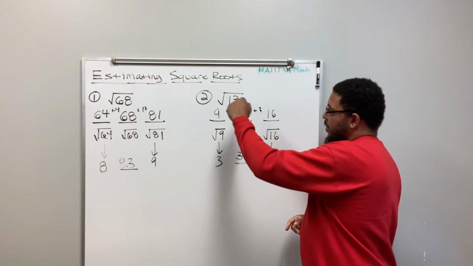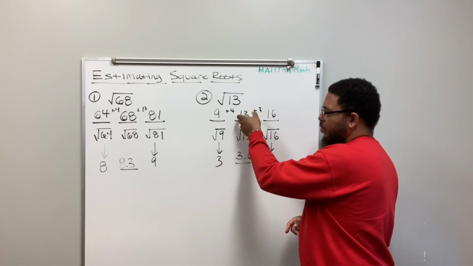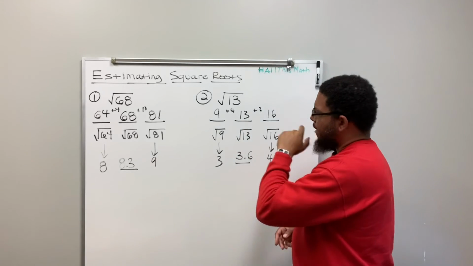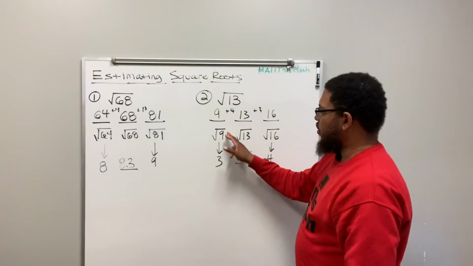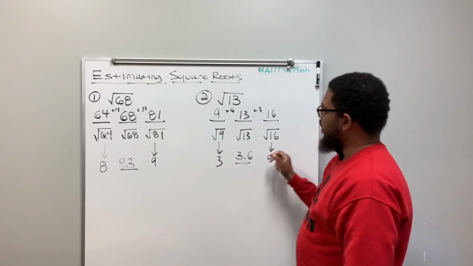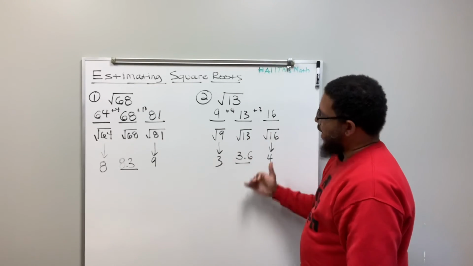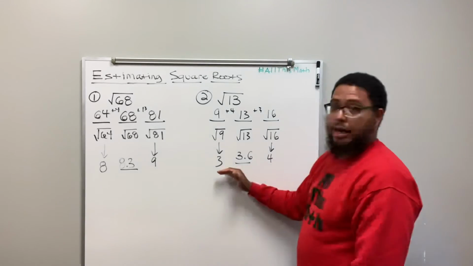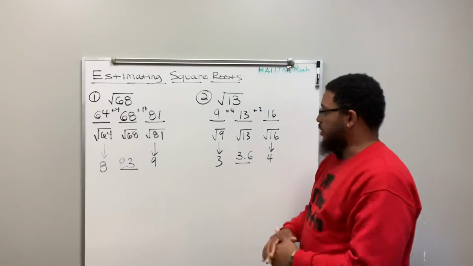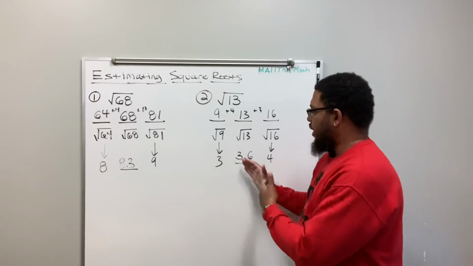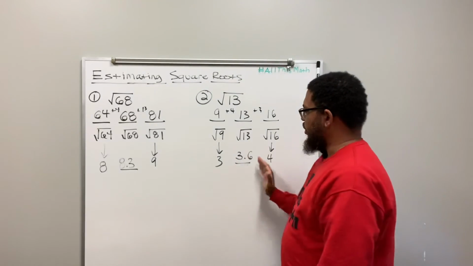So you'll know that 9 and 16 are the closest perfect squares to 13, right? Once we know that, then we know, okay, well, take the square root of 9. It's 3. Take the square root of 16. That's 4. So I know that the square root of 13 has to be between 3 and 4. That's just a mathematical reality that we can just accept. But then the question is, is it less than 3.5 or is it more than 3.5?